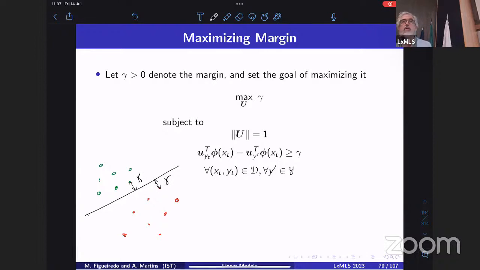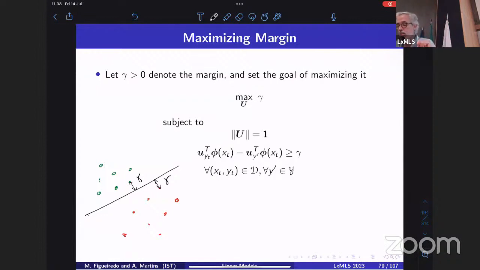So the best boundary is always such that the closest point to one side and to the other side is the same distance. If I move the boundary closer to one point or closer to the other, the minimum of the two will decrease. So if I can put the boundary wherever I want, it will necessarily be in such a position that the closest point on one side and the closest point on the other side will be at the same distance.